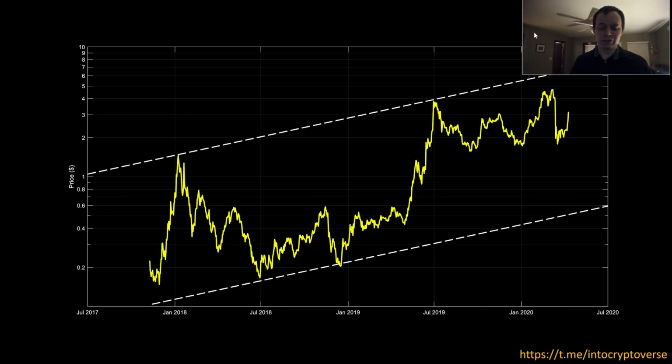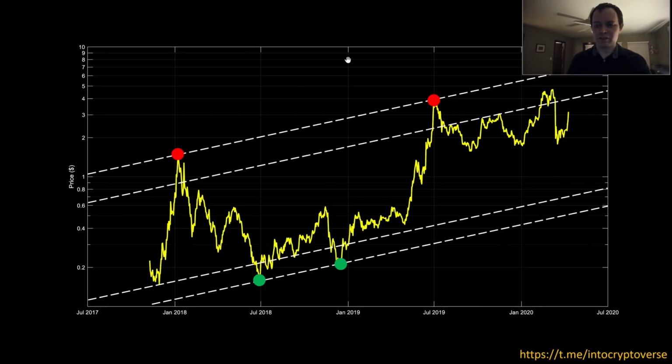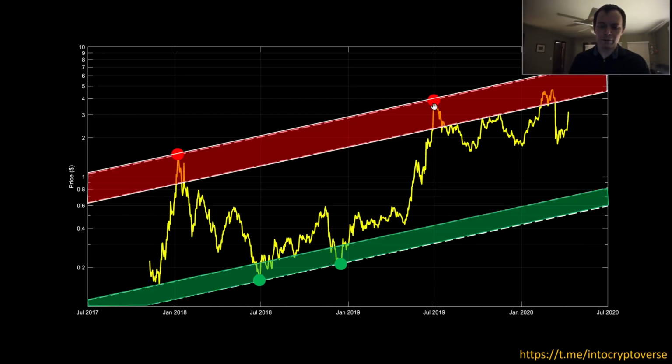So if we were to just draw these trend lines on a log scale, we can basically see we have these points down here where it seems to be a good region to buy, and these points at the top, a good region to sell. If we were to draw, say, our uncertainty band, because obviously price doesn't always make it up to the top, and won't always make it down to the bottom, we could say that when price is in this band, it's historically a really good time to be buying Link.